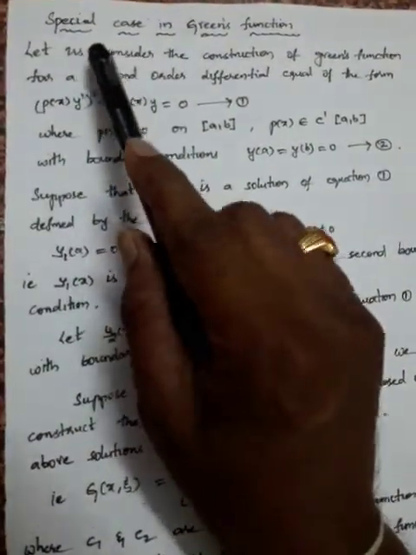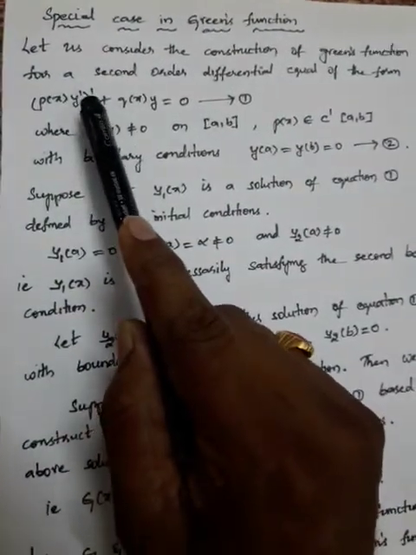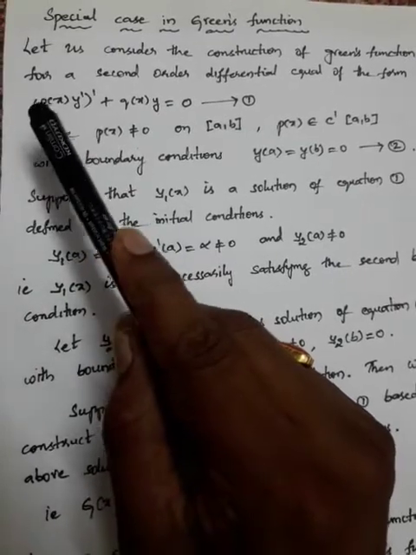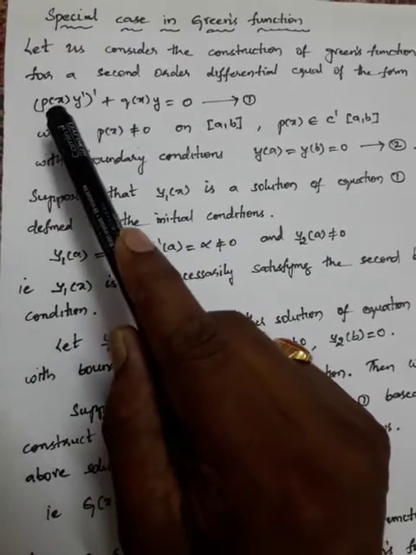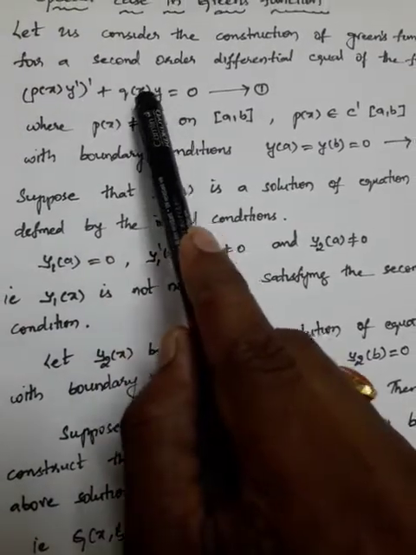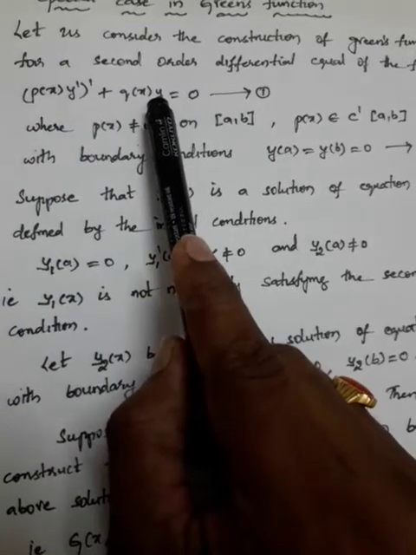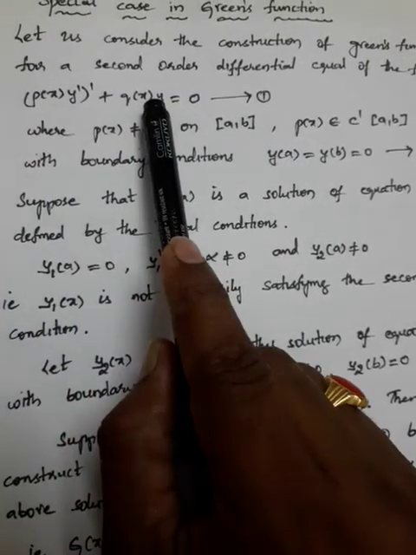We'll try to understand a special case in Green's function. For this, we'll consider the second order differential equation of the form (p(x) y')' + q(x) y = 0. This is nothing but a second order differential equation, which we'll take as equation number 1.